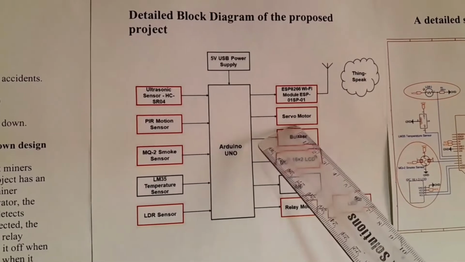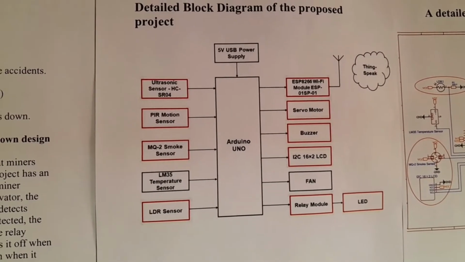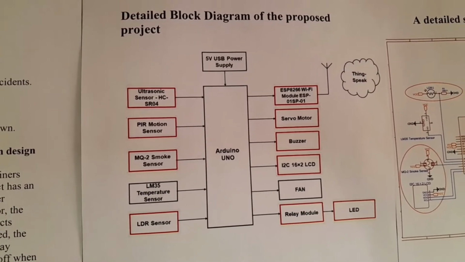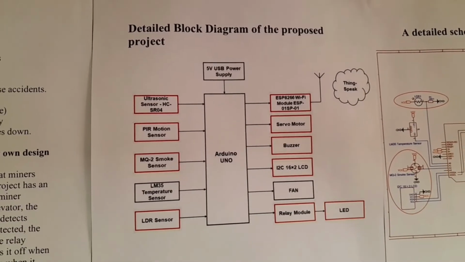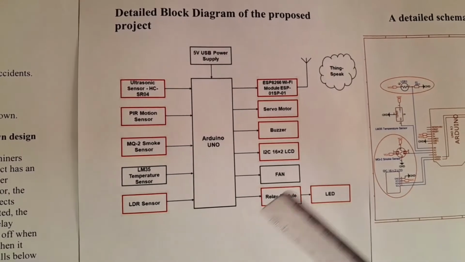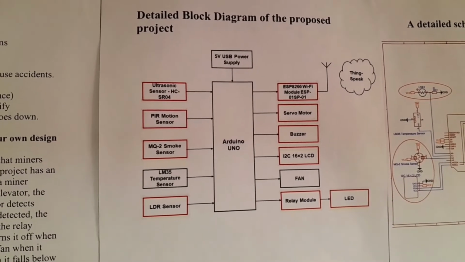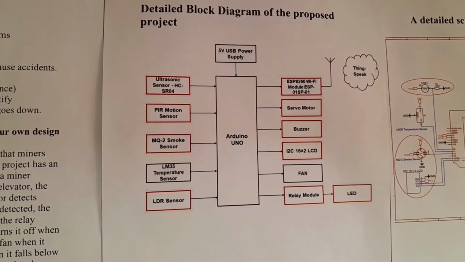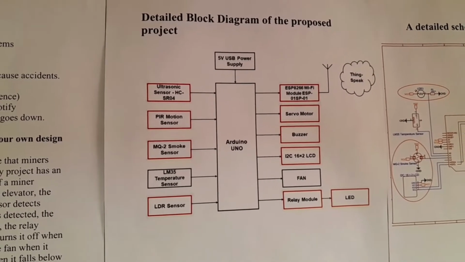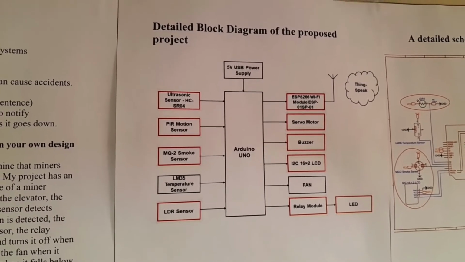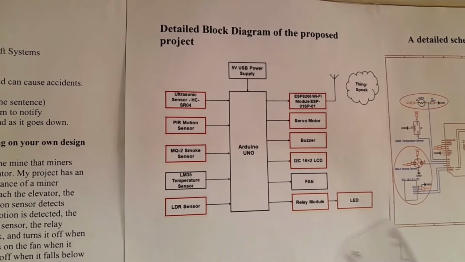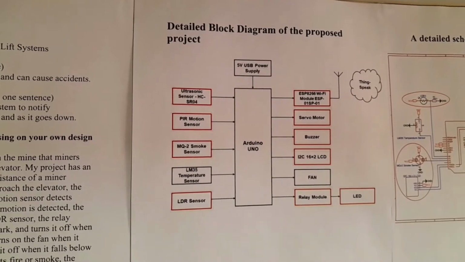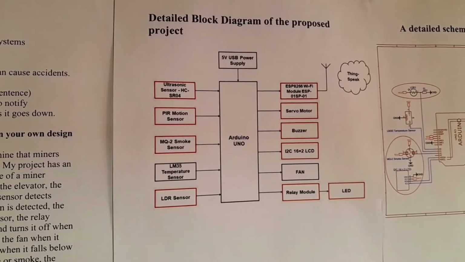And then we have a servo motor, which opens and closes the door, a buzzer which rings when the smoke sensor detects fire or smoke, an LCD display which will display the value of the distance and whether there's motion or not, and then the fan which rotates when the humidity is above 50% or the temperature is greater than 27 degrees Celsius. And then we have a relay module which is responsible for switching the LED on when it's dark or off when it's bright.